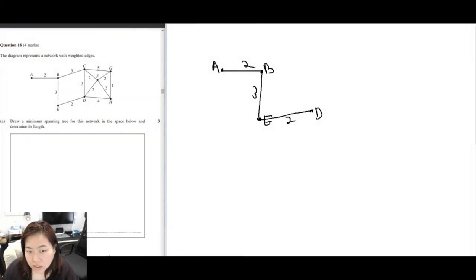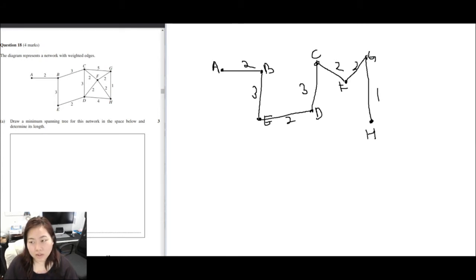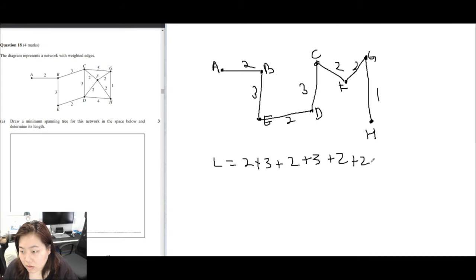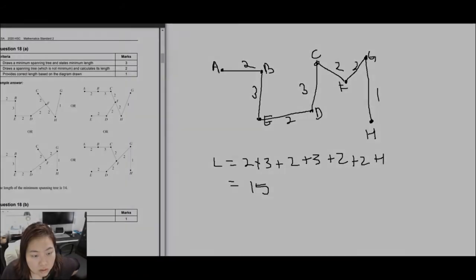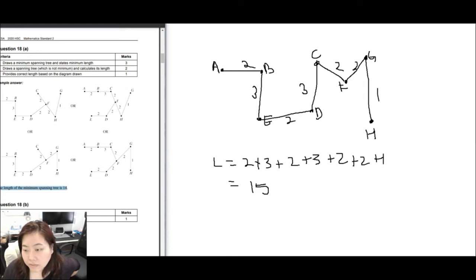So I'm going to go C then. That's 3. And then I'll go F. And then G. And then H. Am I doing this right? I have no idea what I'm doing. So that's 2, 3. Draw a minimum and determine its length. Minimum length is 5, 7, 10, 15. The length of the minimum spanning tree is 14.